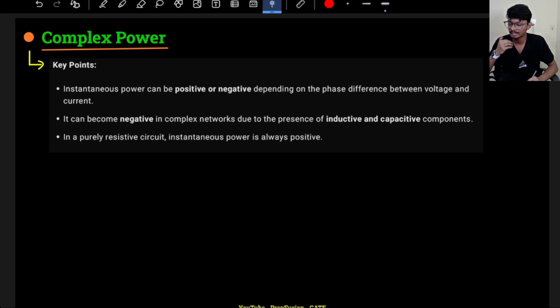So inductor and capacitor also have some special features. What is the special feature of an inductor? It does not allow change in current. Also, it helps to generate flux. So an inductor basically helps in generating magnetic flux.